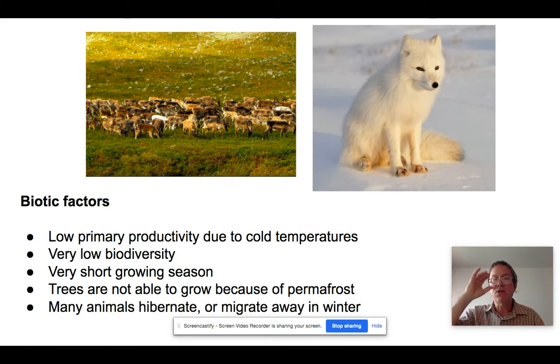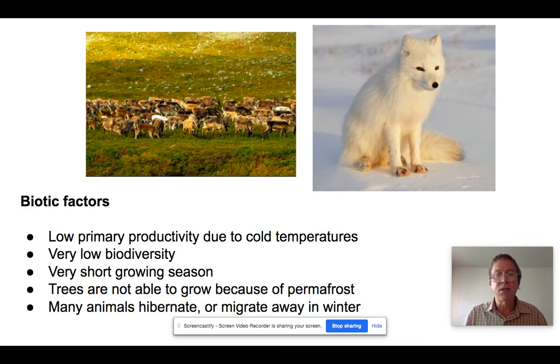Now, the biotic factors, one of the main ones is low primary productivity. And again, we're going to talk about primary productivity in a later lesson. But basically, think of primary productivity as essentially how much light energy is captured by plants and therefore made available to all the other organisms in the ecosystem. Now, as a result of this low productivity, there's low biodiversity. There's not a lot of different types of life there, different types of organisms.